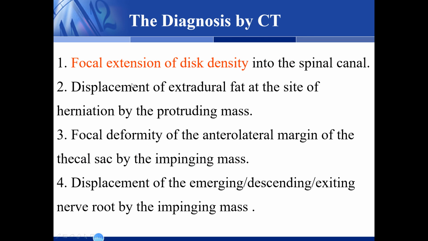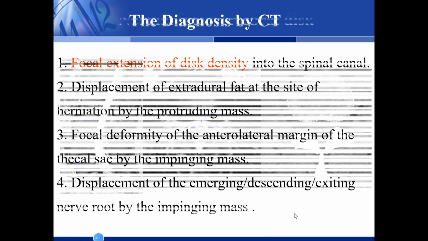The diagnosis by CT: 1. Focal extension of disc density into the spinal canal. 2. Displacement of the extradural fat at the site of herniation by the protruding mass. 3. Focal deformity of the anterolateral margin of the thecal sac by the impinging mass. 4. Displacement of the emerging or descending or exiting nerve root by the impinging mass.